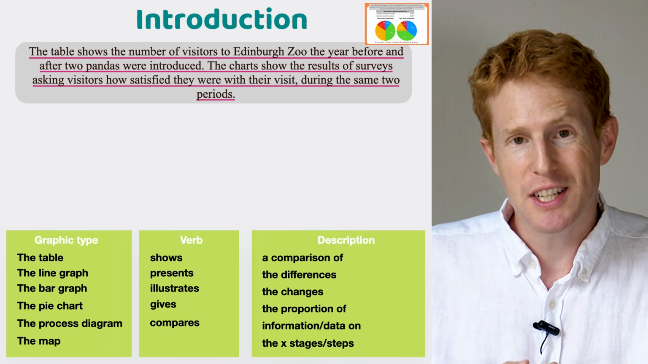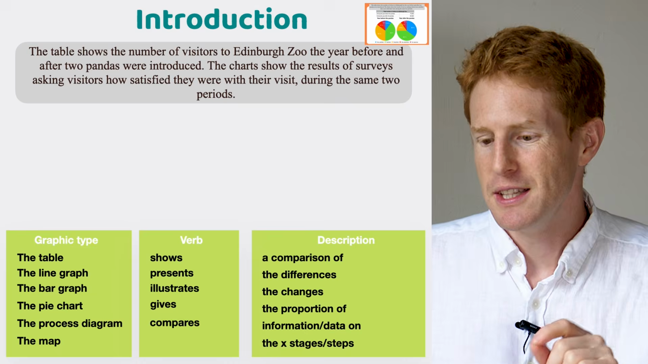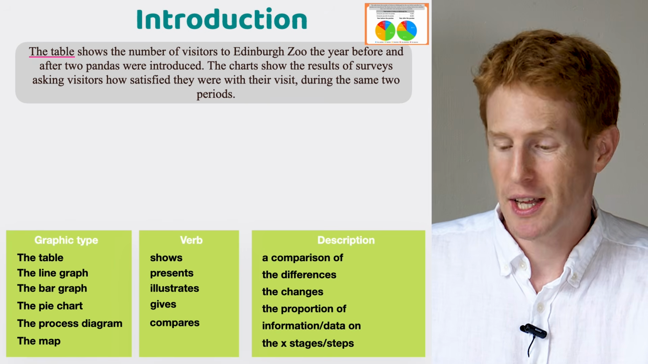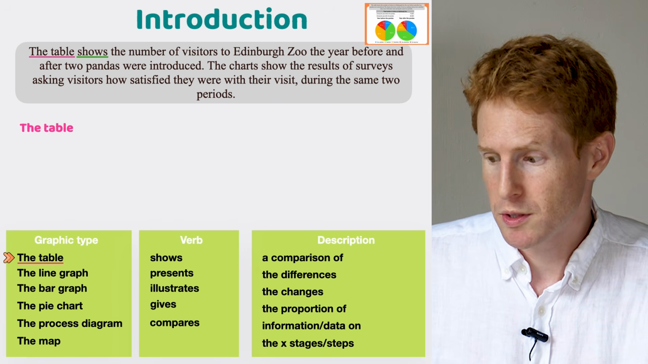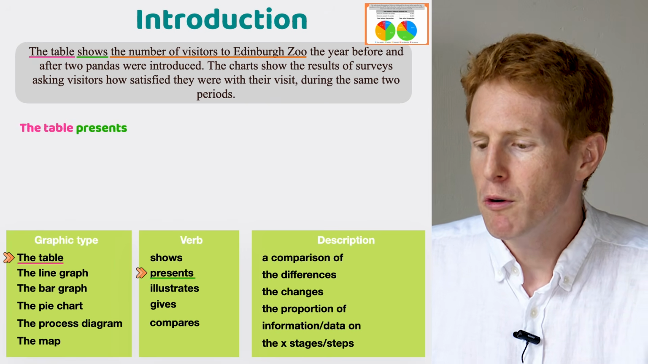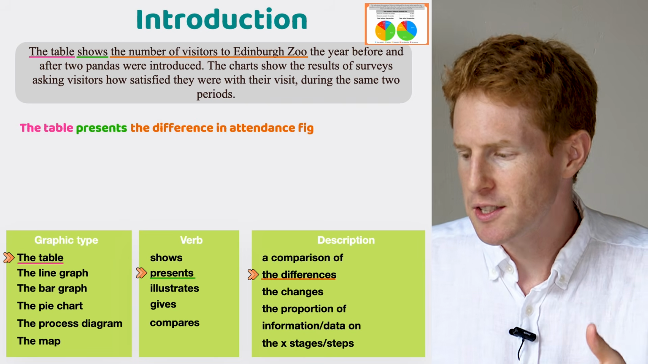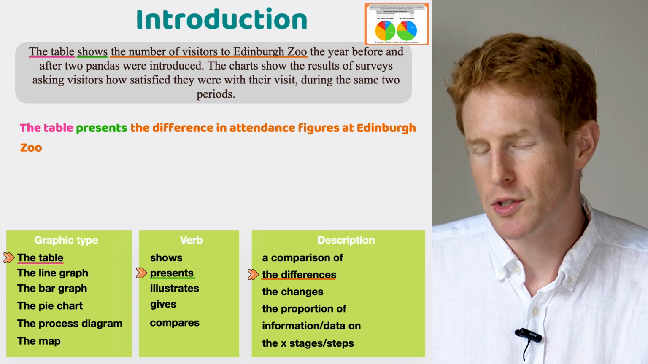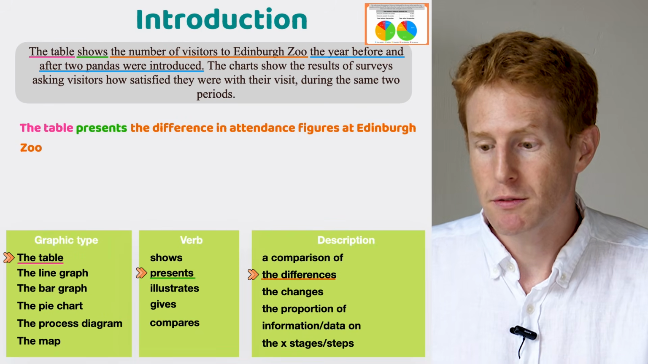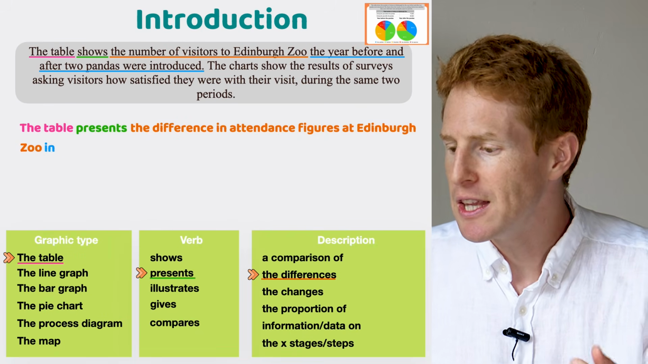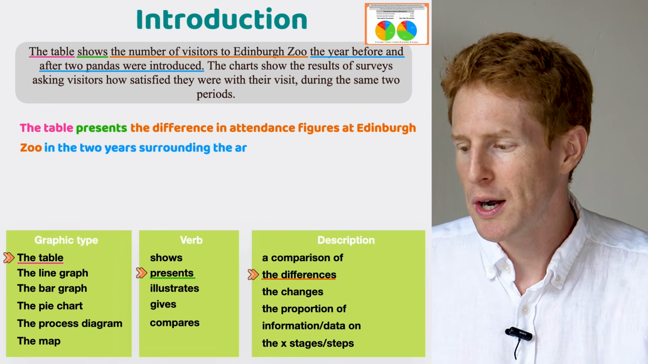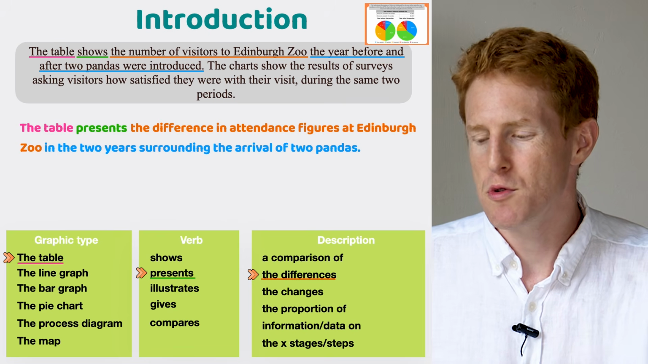Remember, we're going to use this a lot in our preparation period so that we don't need it when it comes to our final exam. The table, well, we can't really change that. The table shows, presents the number of visitors to Edinburgh Zoo, the difference in attendance figures at Edinburgh Zoo the year before and after two pandas were introduced, in the 2 years surrounding the arrival of two pandas.